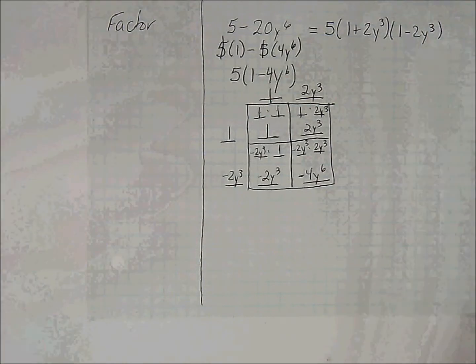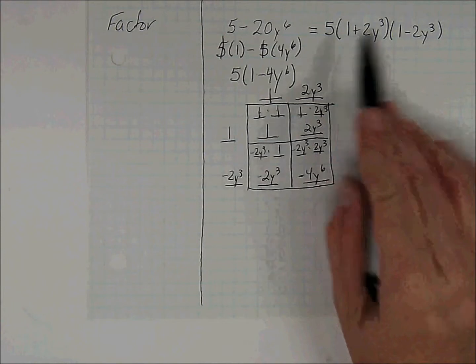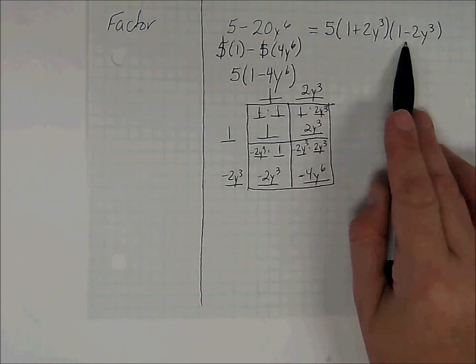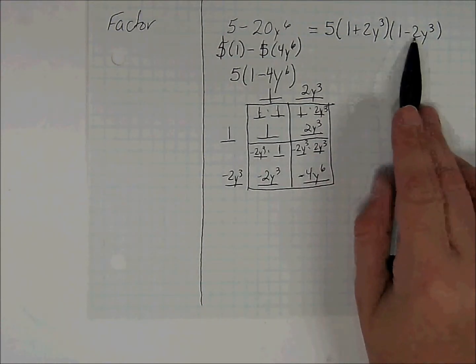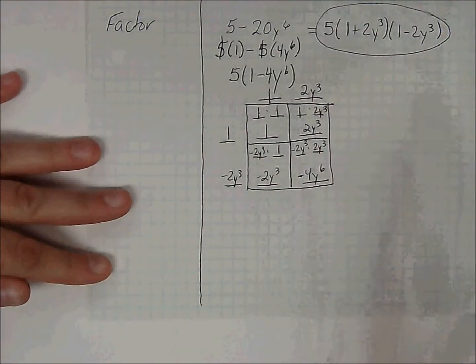I check to see if I can factor it anymore. This is not a difference, so I know I'm good to go. This is a difference. 1's a square, 2's not, and y to the third is not. So I am done with that problem.